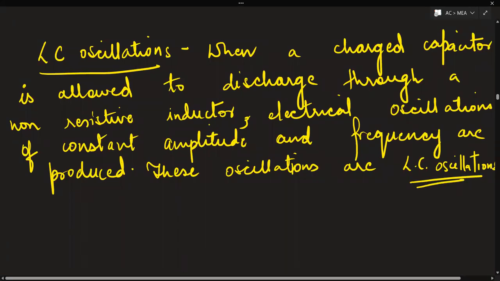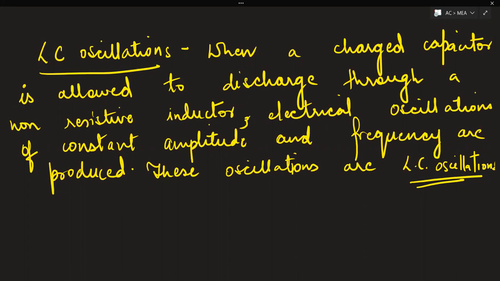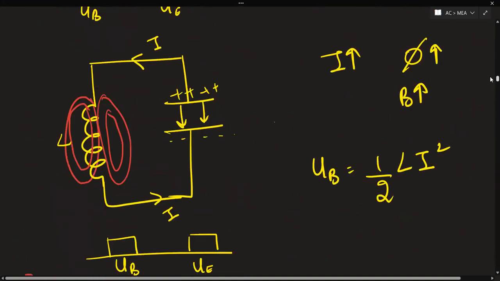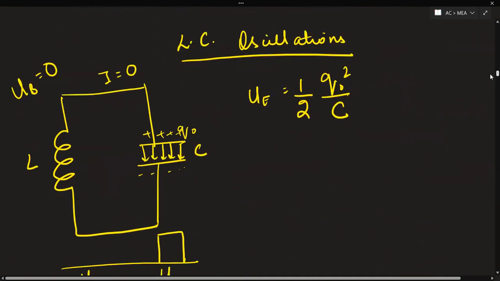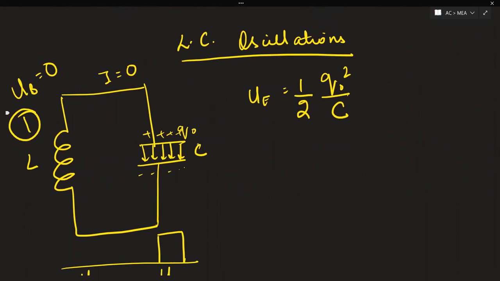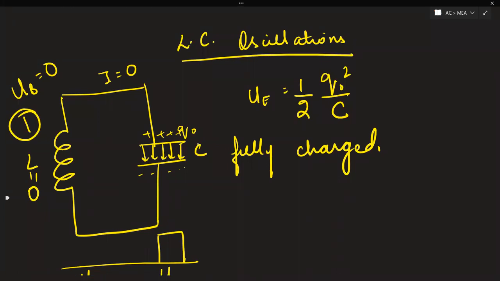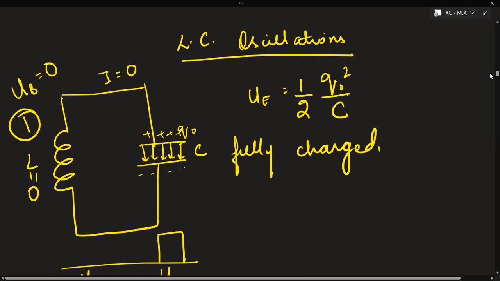Now I'll repeat all the steps once. Just listen carefully if you have missed any of them. In LC oscillations, we have an inductor connected in series with a capacitor. That's why we say it's the LC circuit. So this is the first step. Here the magnetic energy is 0 and the electric energy is high, because the capacitor is fully charged whereas the inductor is at zero. So there is no presence of magnetic energy, but there is high presence of electrical energy.